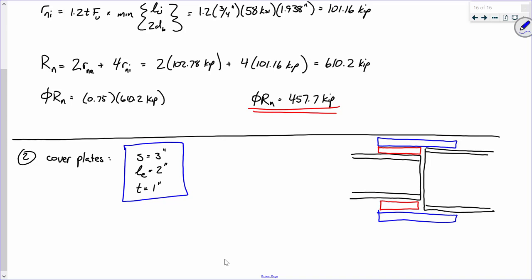Okay? Now I think there was at least one person that went through and actually calculated the capacity. I think it was Mr. McCracken. What did you get for this? That sounds right. So phi Rn, 558, something like that. We'll just leave it at that.